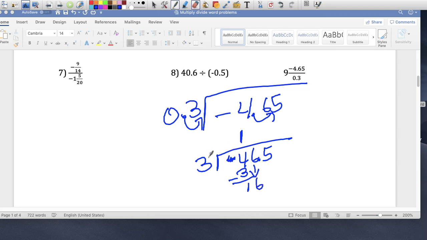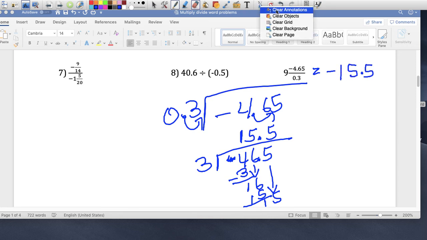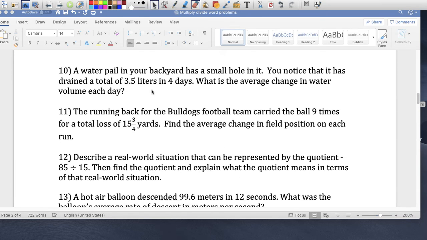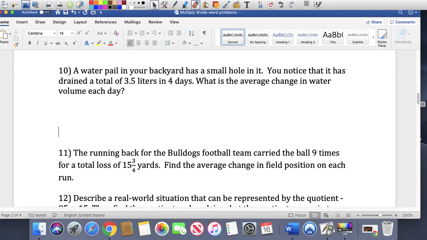Let me take this guy out. 3 goes into 16 5 times. I'm going to bring the decimal up, so that's going to be 1 left over. Bring the 5 down. And 3 goes into 15 5 times. So my answer here is going to be negative 15.5. So these are not that difficult.